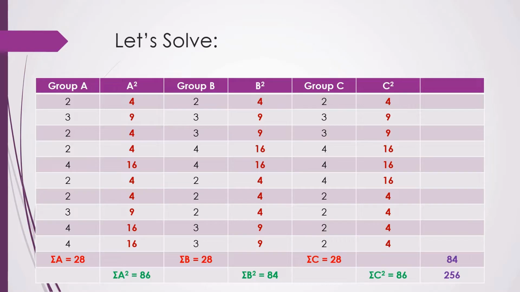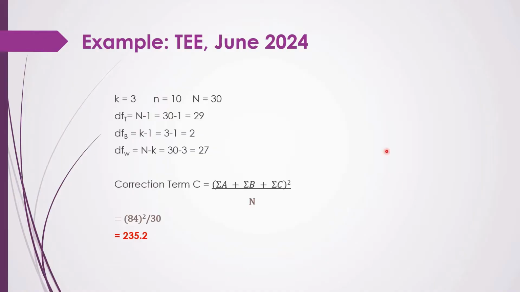What is the next step? We find the degrees of freedom and the correction term. Small k, total number of groups 3. Small n, total number of observations in each group 10. Capital N, the total number of observations which is 10 into 3, 30.